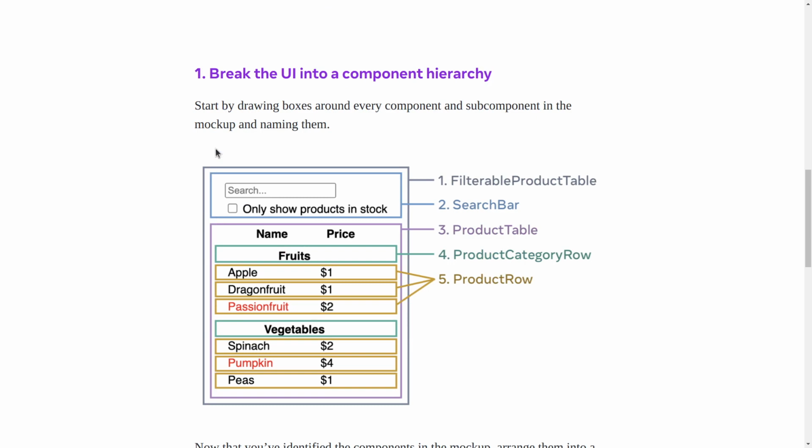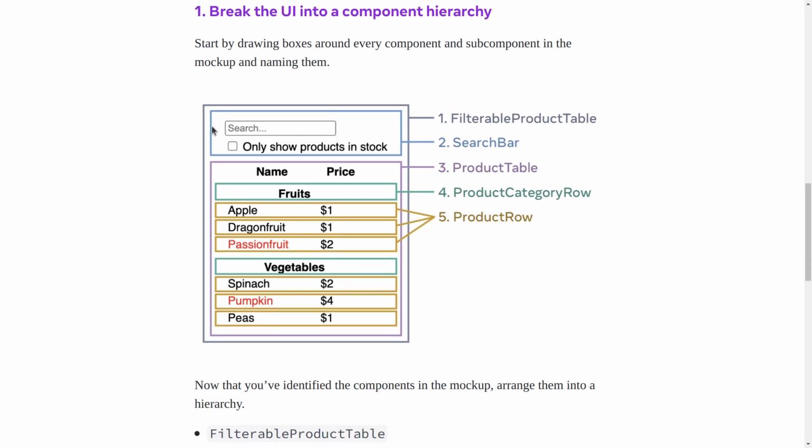First, step 1, break the UI into a component hierarchy. Start by drawing boxes around every component and subcomponent in the mockup and naming them. So you can see here I have drawn some boxes around this mockup screen. Basically we want to create some hierarchy.